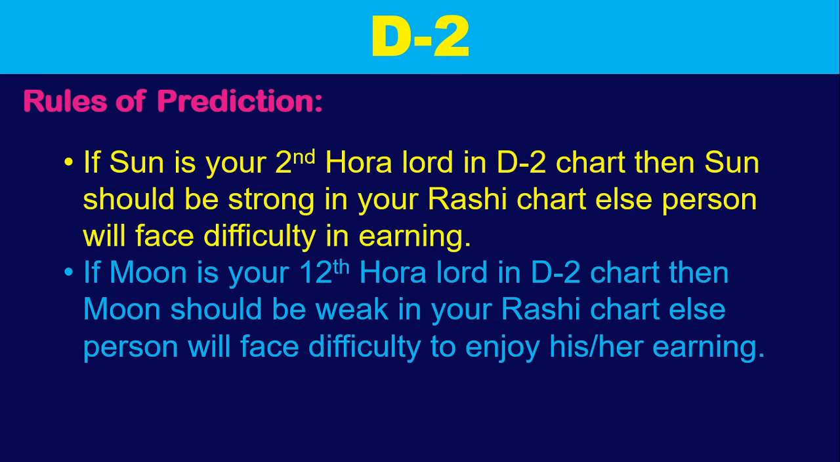If Sun is your second Hora lord in the D2 chart, then Sun should be strong in your Rashi chart, else the person will face difficulty in earning. If Moon is your 12th Hora lord in the D2 chart, then Moon should be weak in your Rashi, else the person will face difficulty enjoying his or her earning.